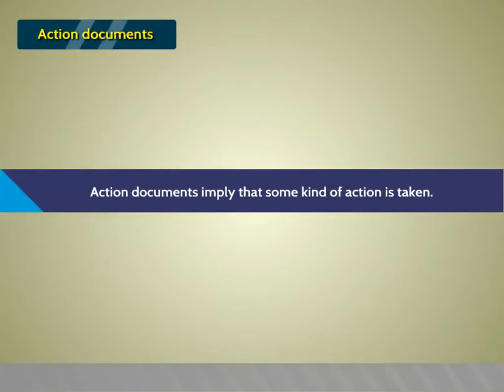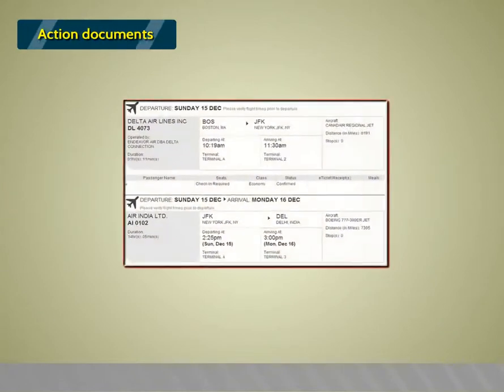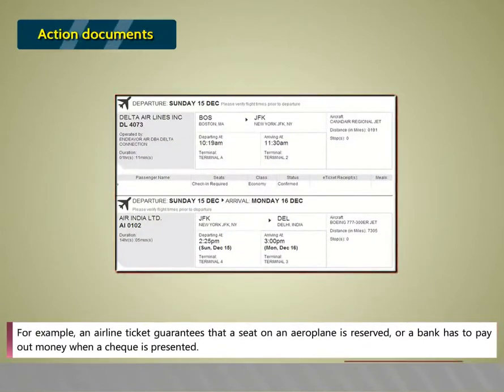Action documents. Action documents imply that some kind of action is taken. For example, an airline ticket guarantees that a seat on an aeroplane is reserved, or a bank has to pay out money when a check is presented.